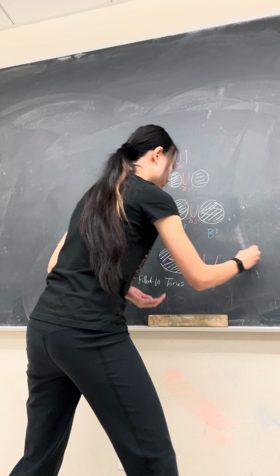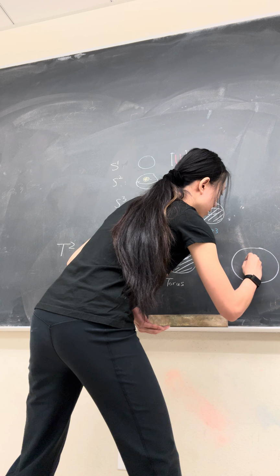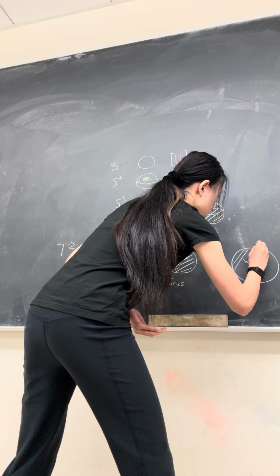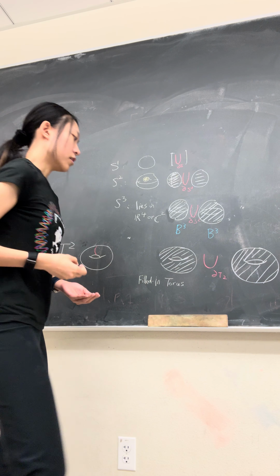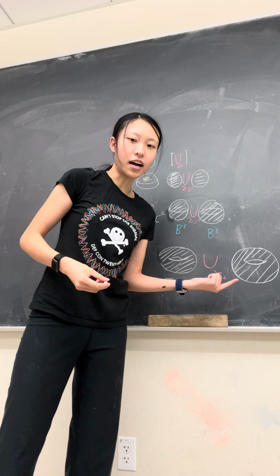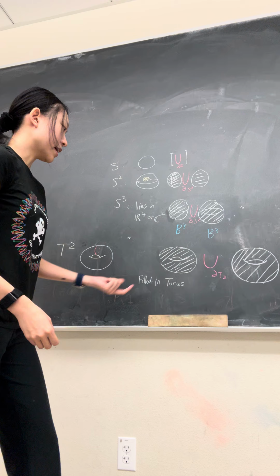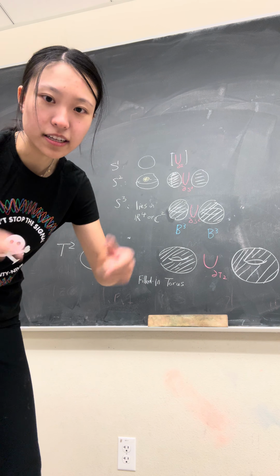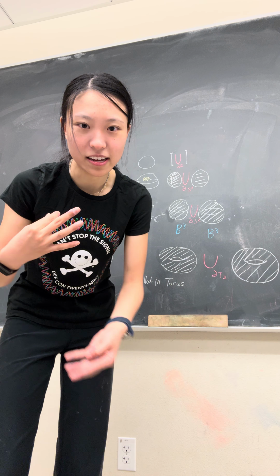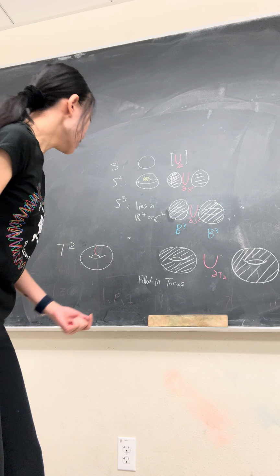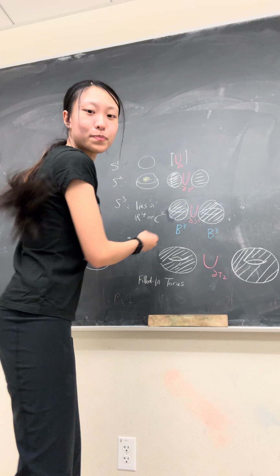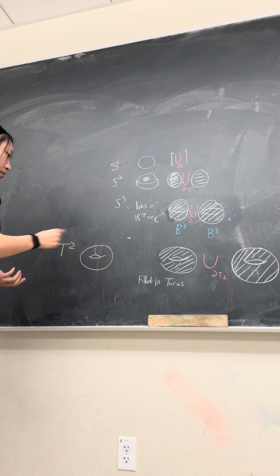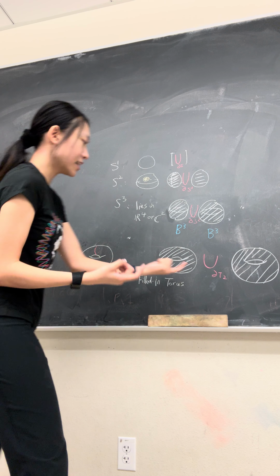So I'll just draw another filled-in torus here. I feel like this is kind of hard to imagine, how you do it. So I want to try to help you maximally visualize this process. Okay, so I have some space on this side. All right, so how exactly does this work?